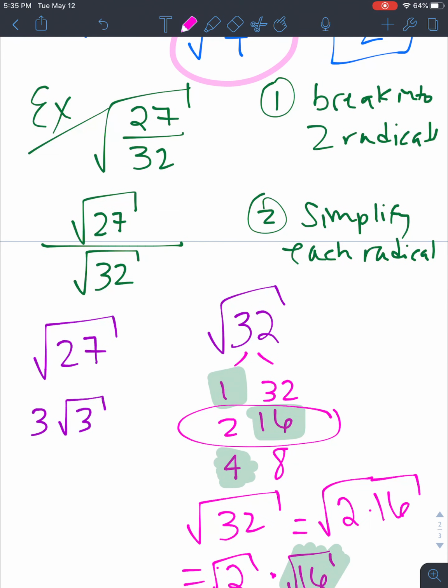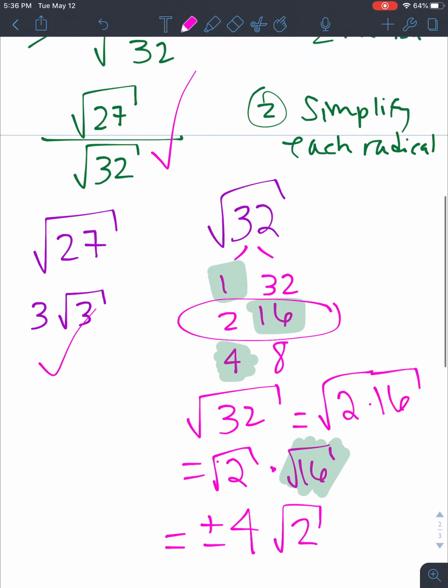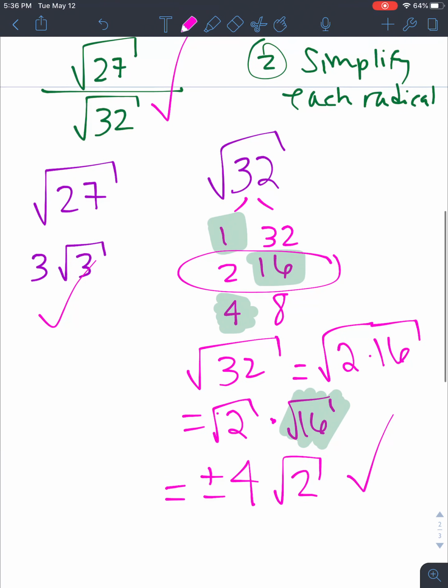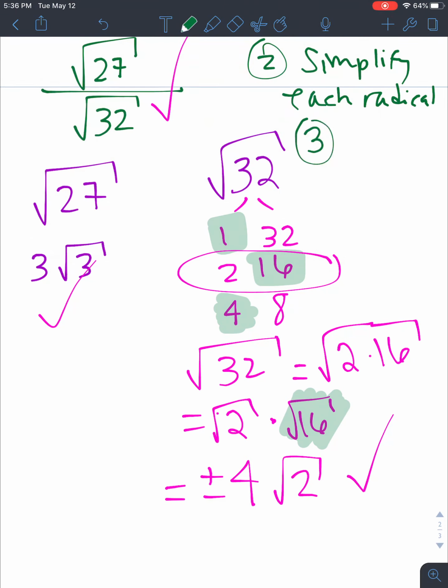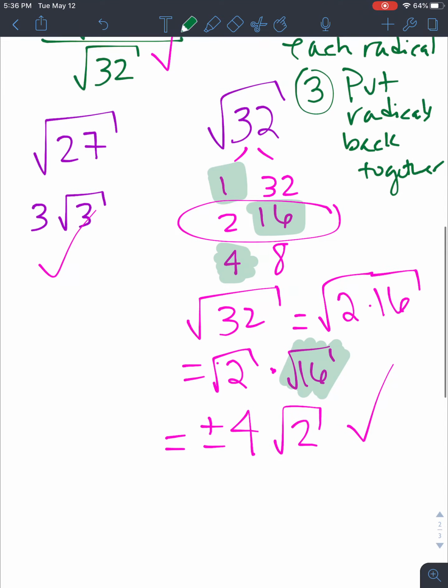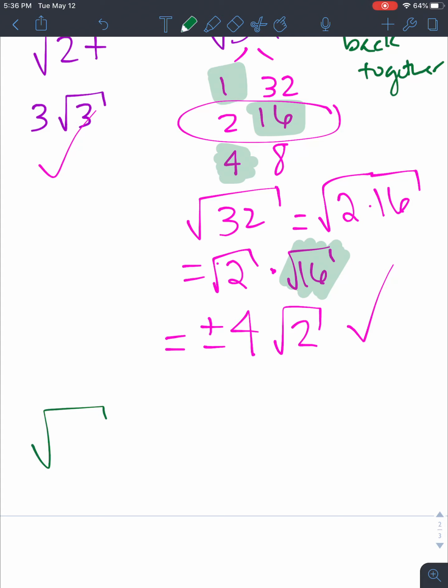All right, so first step was to break into 2 radicals. Check, we did that. Second step, simplify each radical. Simplify the top, simplify the bottom. All right, check, check. Step 3. Put them back together. And when I say put them back together, what I mean is we had the square root of 27 over the square root of 32.